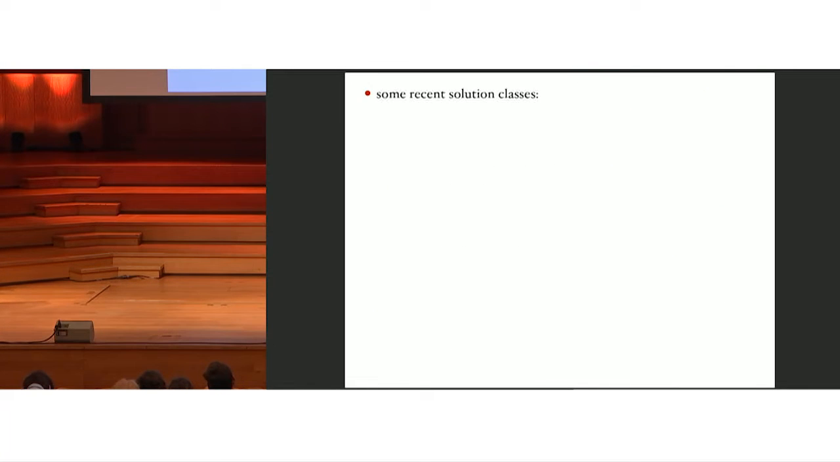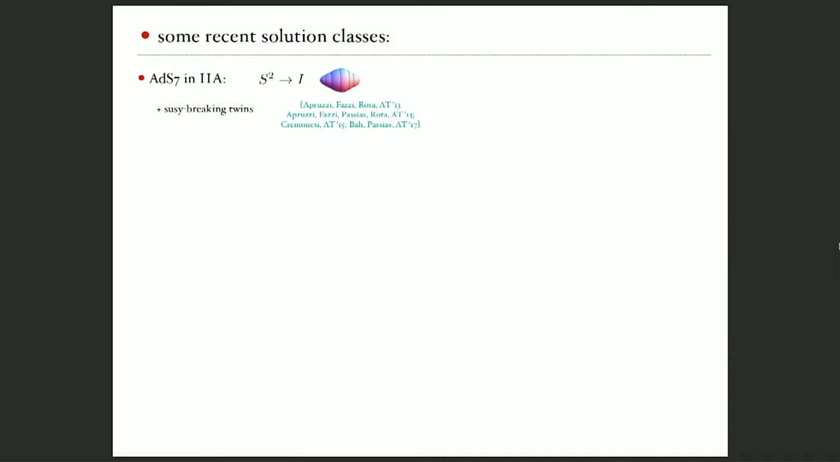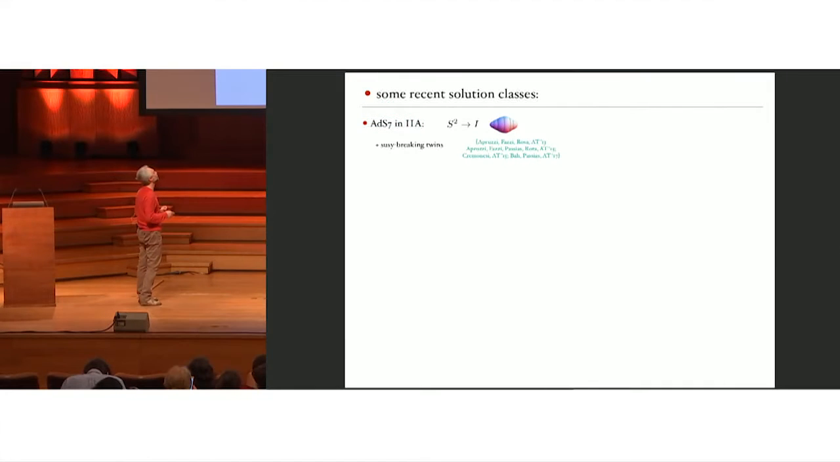So let me now showcase a few solution classes. First, let me comment on this one. This is the class that I've been working on for a few years now. We have kept improving it and improving it. I think now the dust has settled. We will see it better later. It's the best class in that here we have a complete classification. We know all the solutions, they fit in one line, as we will see. And here the internal space is an S2 fibered over an interval.